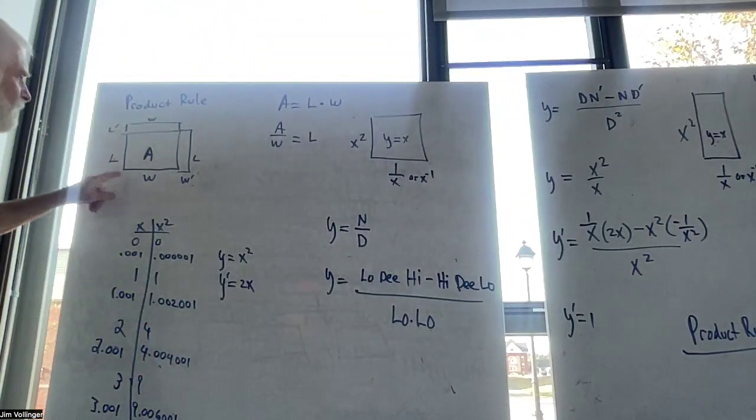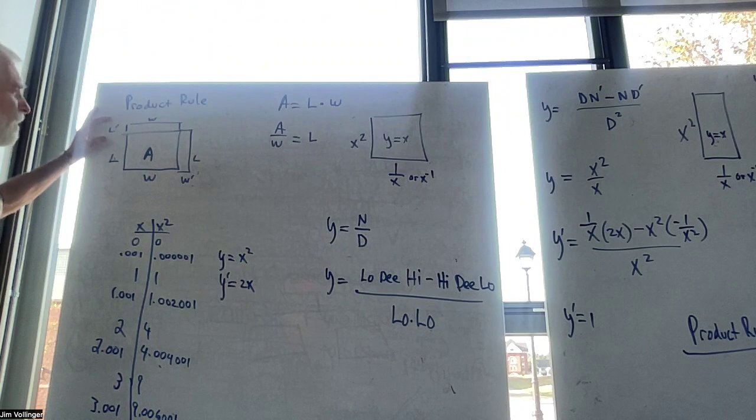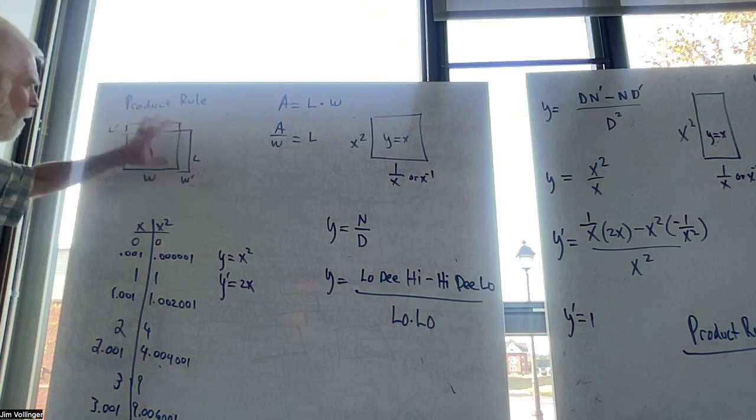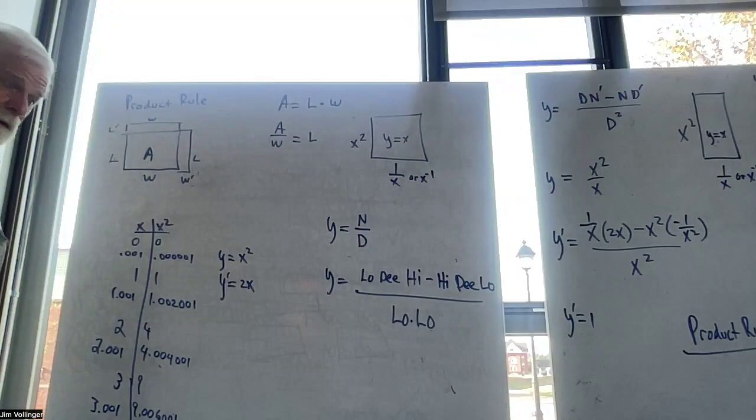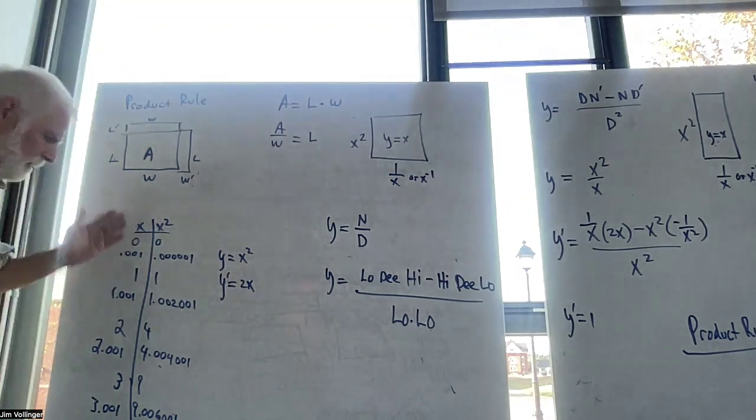So the product rule, length times width equals area, gives us kind of a one-sided limit approach here, where you get L prime W plus W prime L as how the quadratic four-sided figure changes. All right.